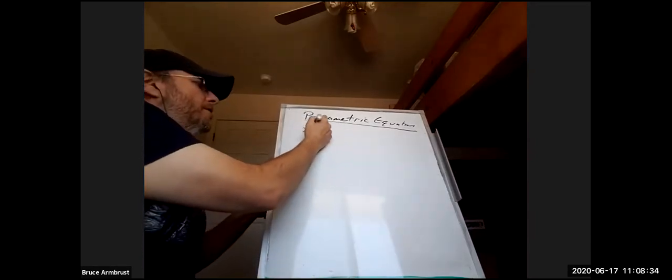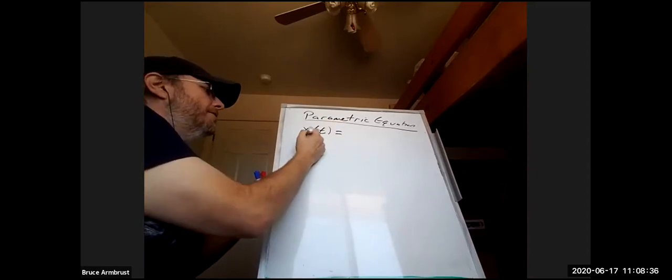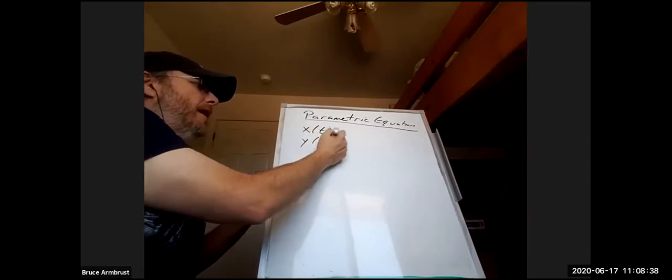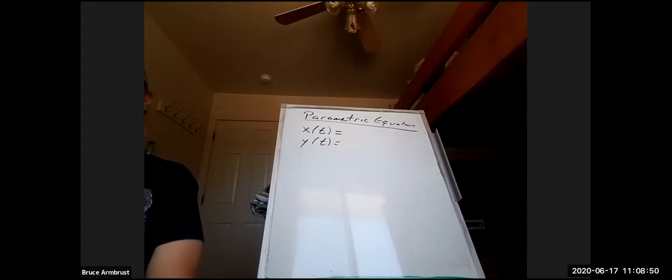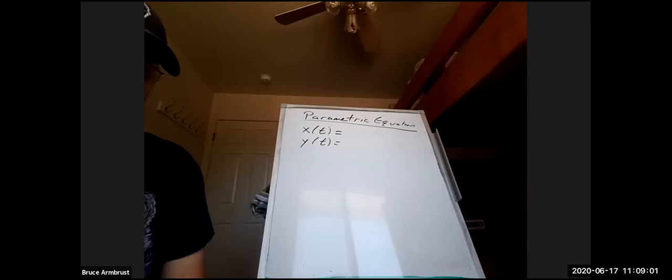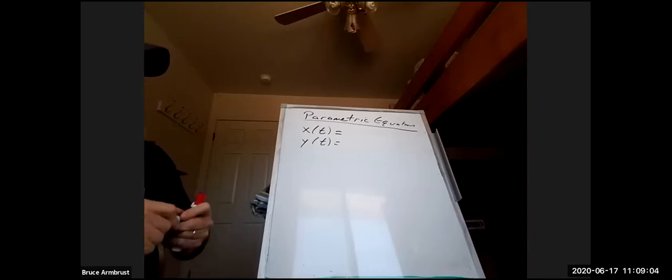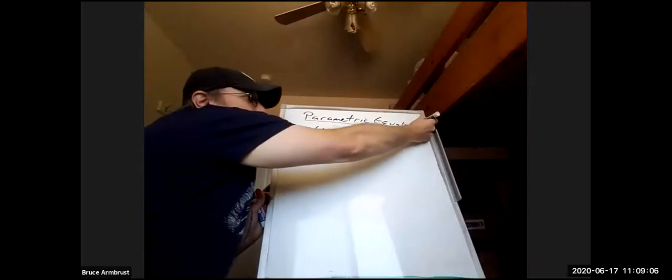And so what we're going to do is define x and y as functions of, in this case, I put t, which would be time, but it could be anything. If we want to know where things are in terms of the distance they've traveled, well, that would be a different parameter, but we could still use a parametric equation. Okay, so this is how parametric equations work.